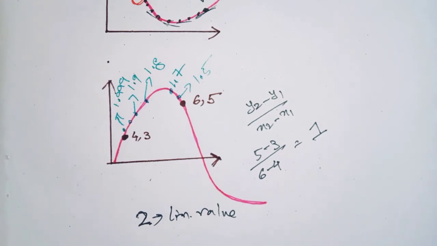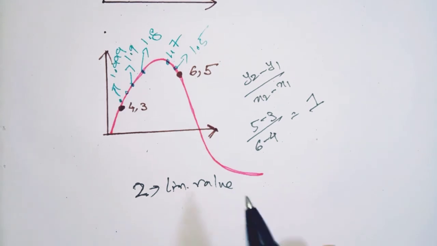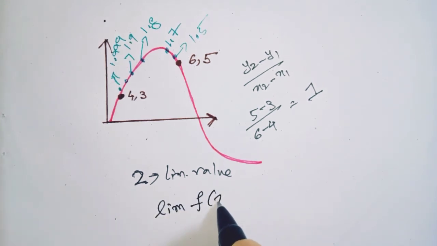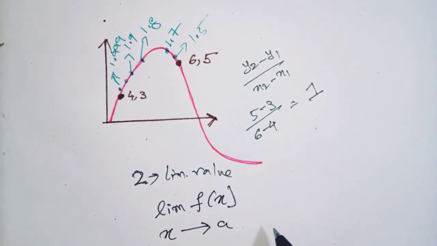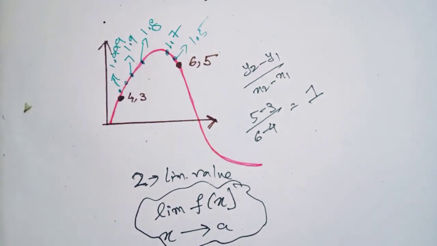Now an idea of how the function is changing at a single point, that is basically the approximation. So we call this the limiting value. We write it in mathematical terms like this: limit of the function of x, where x is moving towards a, or it can be any value. This is what we use in mathematical terms in order to denote the value. I think this point is becoming a little bit more clear.